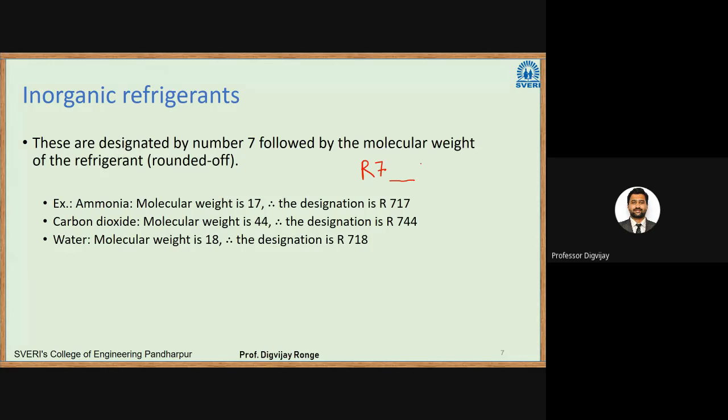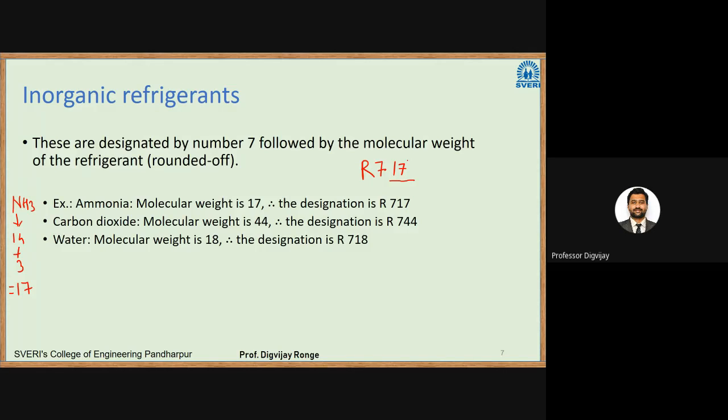The first example I will take here is ammonia. We know that ammonia is nothing but NH3. The atomic weight of nitrogen is 14. The atomic weight of hydrogen is 1, and 1 into 3 will be 3. So the total molecular weight of NH3 is 17. So the designation will be R717.